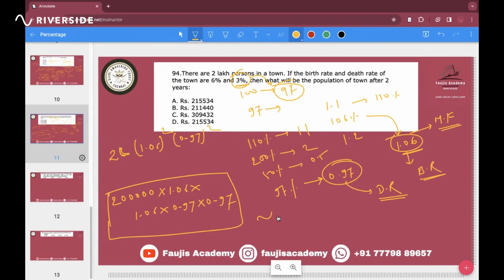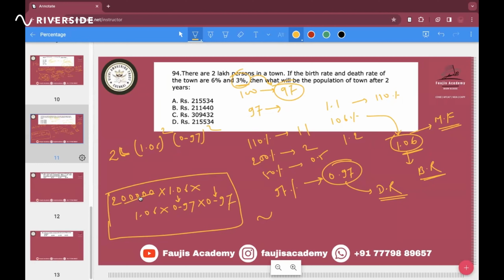Well, guys, this is point... I mean, this is point over here. These are points. Okay. 0.97. You have to do 1.06 squared, 1.97 squared into 2 lakh. Even if you forget this 0, you will get to know the answer at least.